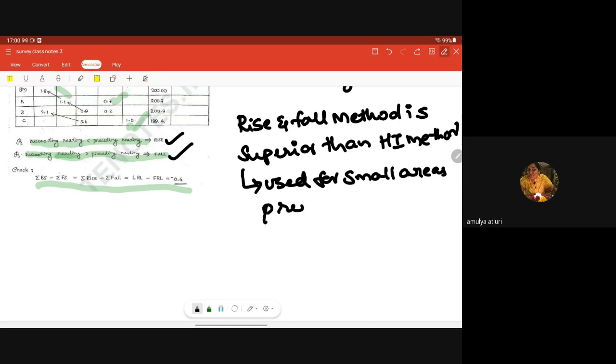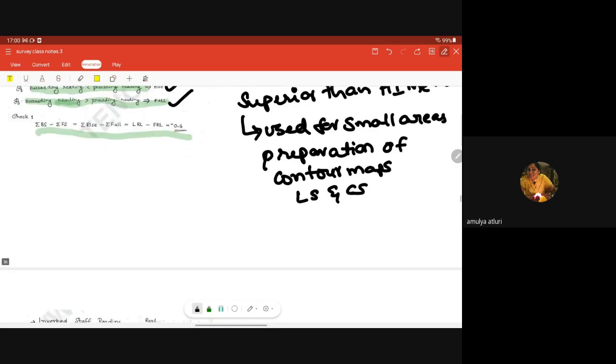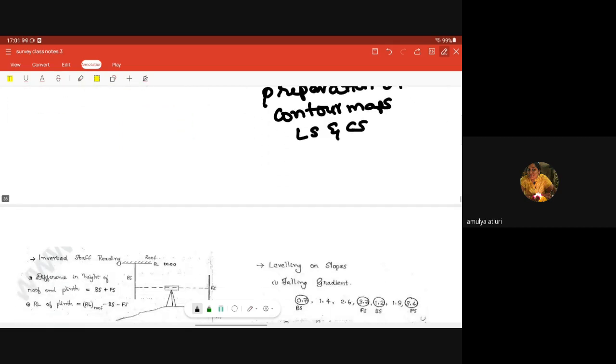Preparation of contour maps, LS and CS, longitudinal section and cross section. This method is generally used for that. Okay, the next method is inverted staff method.